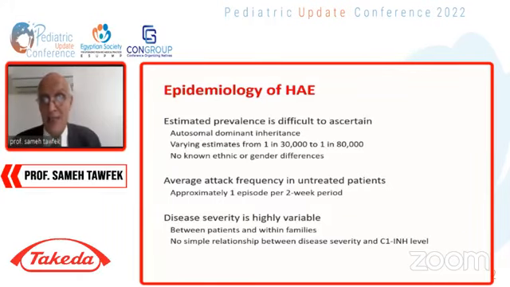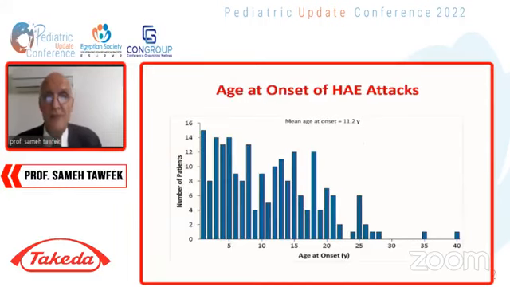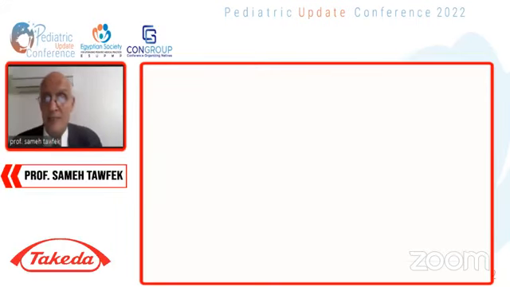No, we cannot say. We can say that there is no simple relationship between the disease severity and C1 esterase inhibitor level. Age at onset, approximately 11.2 years.